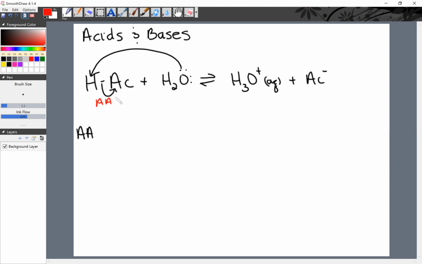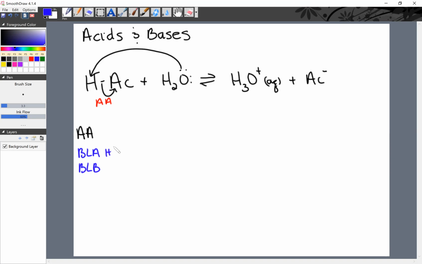But who is the Arrhenius base? Remember, an Arrhenius base is a hydroxide donor, and there's no hydroxide in here at all. And so that's a limiting factor. So I don't want to use the Arrhenius definition. I'm going to go to the Bronsted-Lowry, so the Bronsted-Lowry acid and the Bronsted-Lowry base.